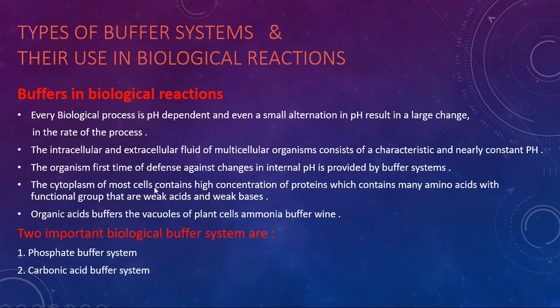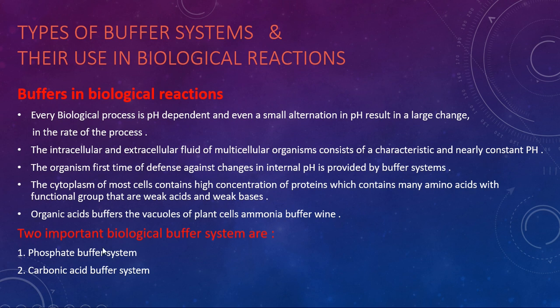Then the cytoplasm of most cells contains a higher concentration of proteins, which contain many amino acids with functional groups that are weak acids and weak bases. So that's how proteins also play a very important role in maintaining the pH of our blood, and not only the pH of the blood but of the cytoplasm components. Then organic acid buffers, for example in plant cells, the vacuoles balance the pH of the plants. So these are a few biological reactions that occur because of buffers.